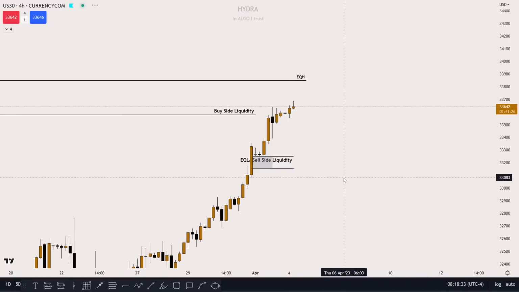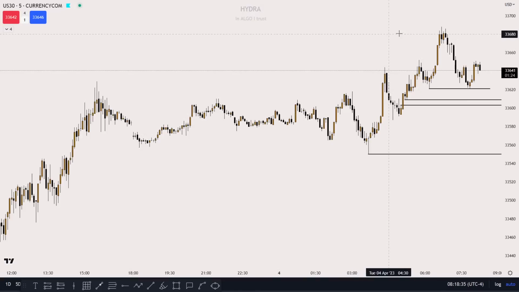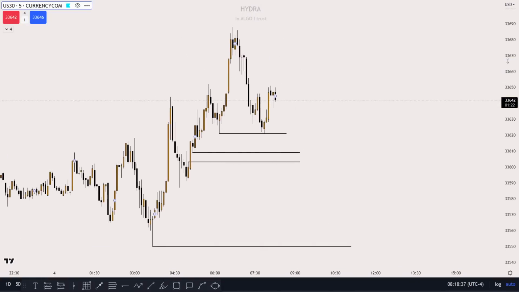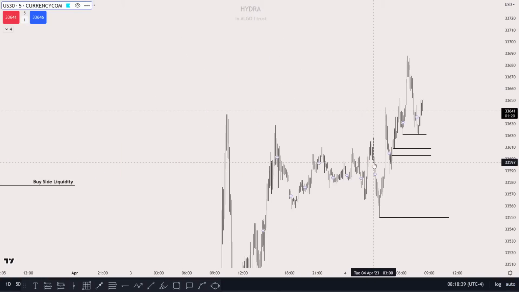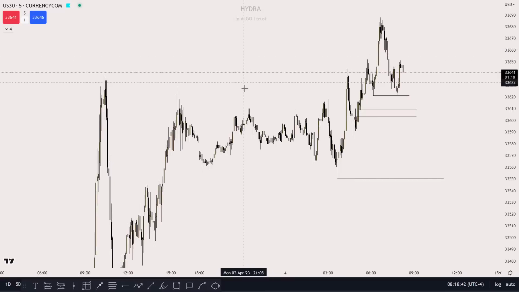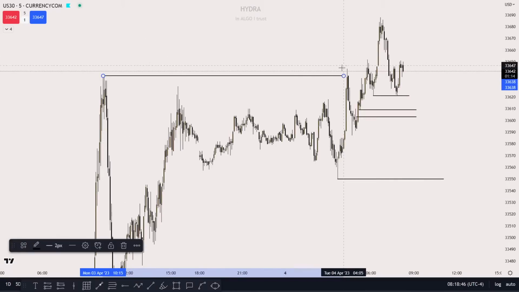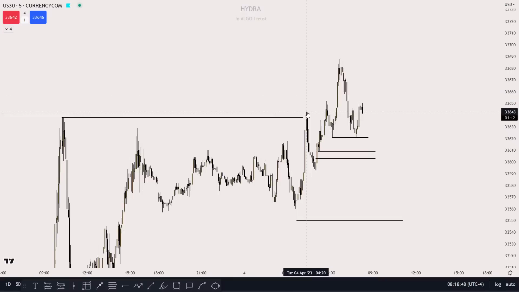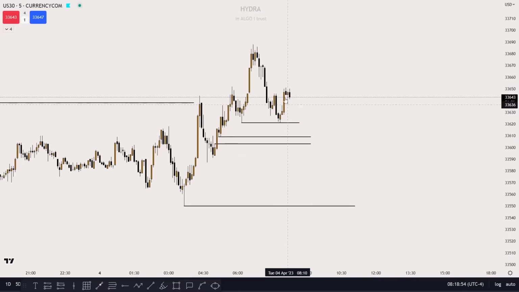Let's go on the 5-minute chart. So on the 5-minute, that's what I'm looking at now. We had a buy side liquidity right here, right? We had a major buy side liquidity pool right here. Price took it, then price generated buy side liquidity 3 more times, then offered buy side liquidity, and we have sell side liquidity towards the downside, right?